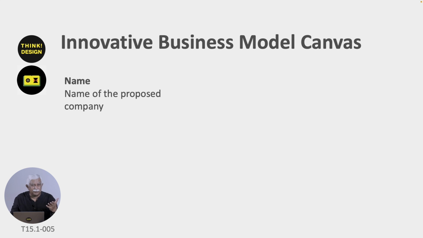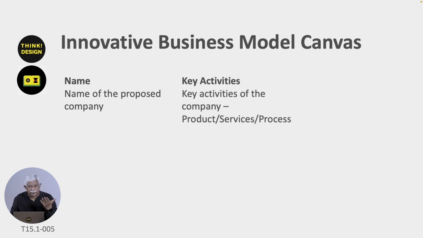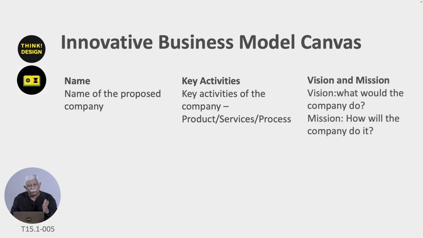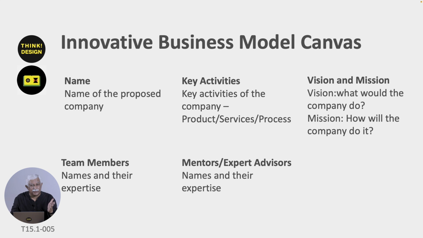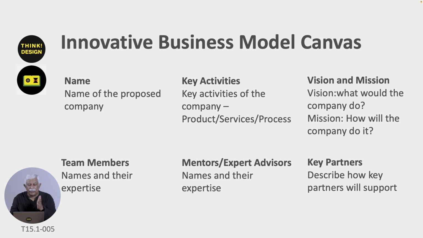First, start with the name of the proposed company. What are its key activities? Followed by vision and mission. Vision is what would you like the company to do, and mission is how would the company do it. Team members along with the expertise, also expert advice and mentors for your organization, as well as who would you like to be the key partners. Okay, so, name, key activities, vision and mission, team members, mentors or expert advisors and key partners.